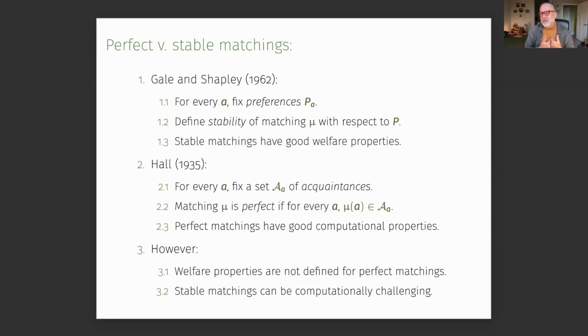What we're going to do, in a nutshell, is microfound a set of acquaintances for a perfect matching from the point of view of Gale and Shapley's preferences. Once we do that, we have very nice computational properties. Where do the welfare properties take us? The exercise is an attempt to make the point that a lot of good welfare properties survive once we do our exercise. Not fully, but in a weaker version, they survive.